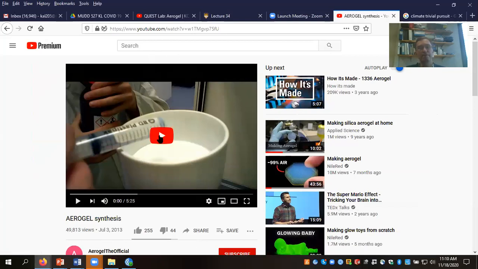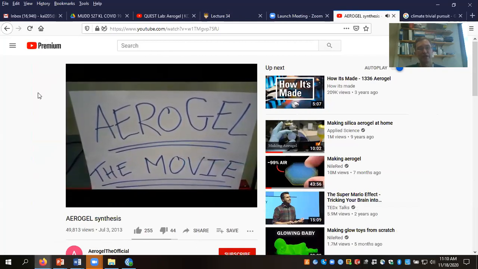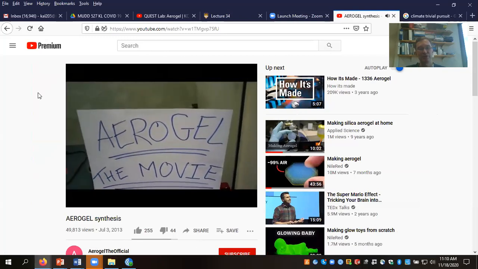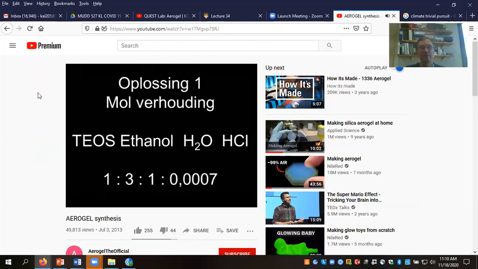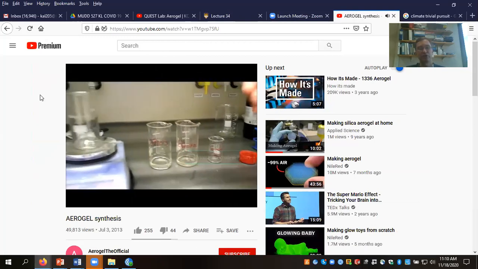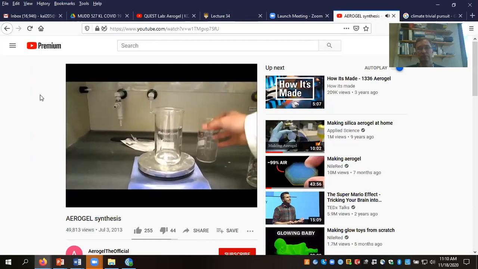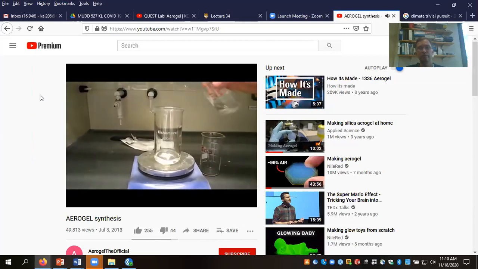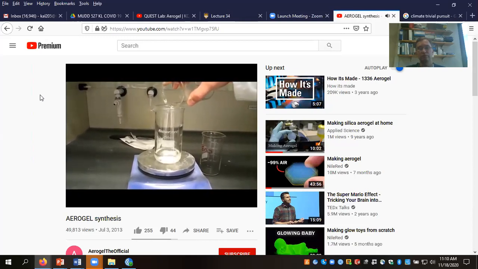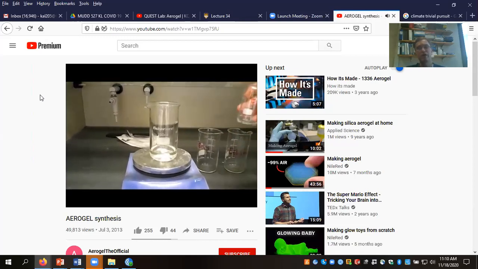So let's start this one. This one is in Dutch, but I can easily translate this because Dutch is relatively similar to German. So first of all, we are preparing this mixture here: tetrahydroxysilane, ethanol, water, and hydrochloric acid. That actually produces the sol. So you're hydrolyzing the tetrahydroxysilane, acid catalyzed, using the hydrochloric acid.